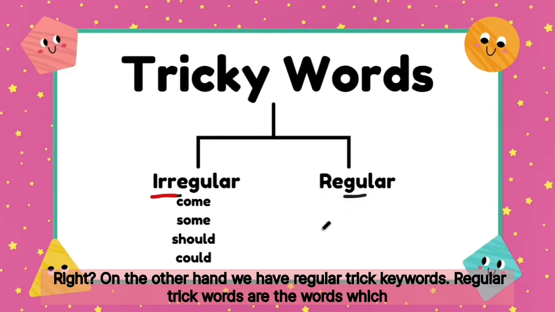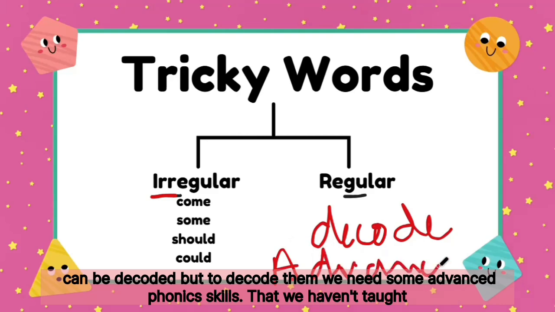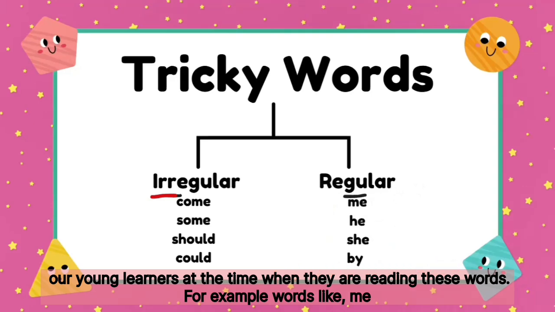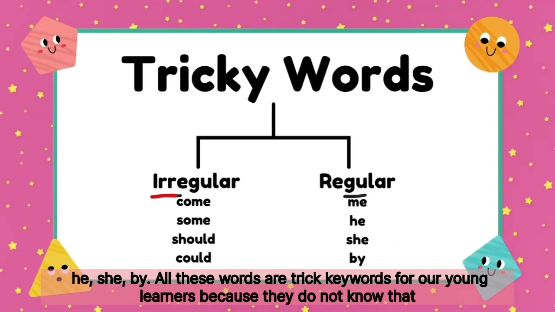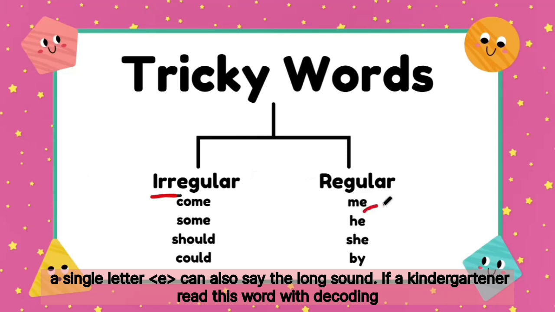Regular tricky words are the words which can be decoded, but to decode them, we need some advanced phonics skills that we haven't taught our young learners at the time when they are reading these words. For example, words like me, he, she, by, all these words are tricky words for our young learners because they don't know that a single letter E can also say the long sound.